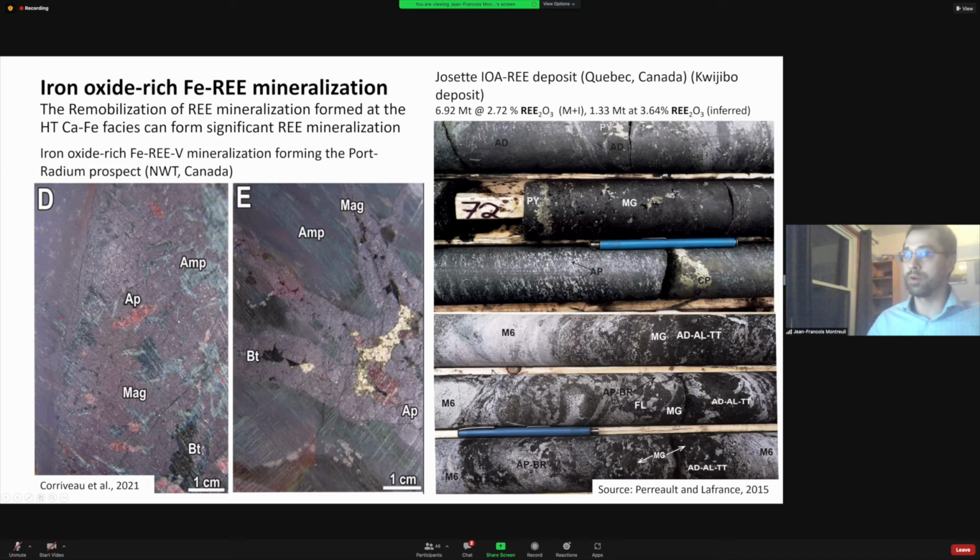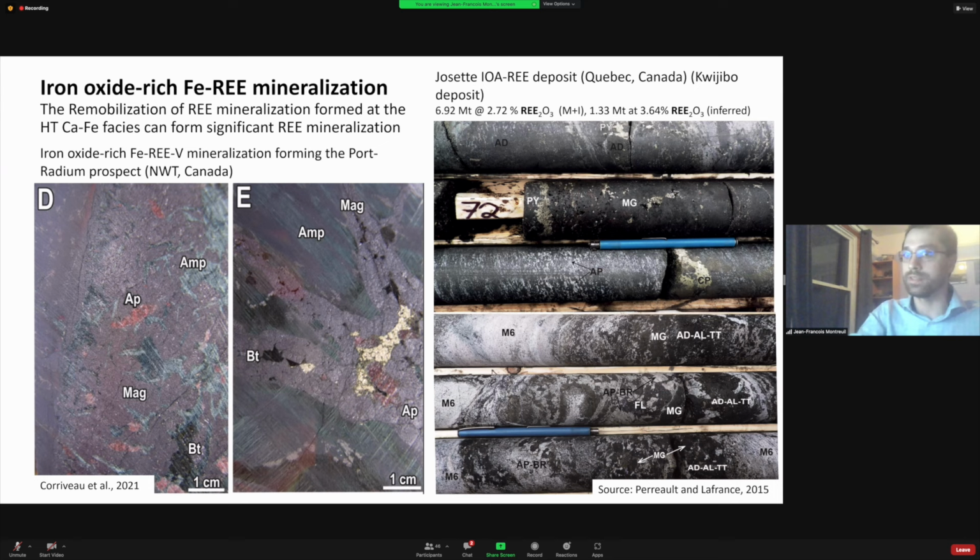And in deposits like the Josette or Kwyjibo deposit in Quebec, this is what is being observed. So there's an early stage of iron oxide alteration that comes with apatite, and this apatite is variably enriched in rare earths. And then there's a later stage of remobilization of these rare earths from the apatite that are represented in new phase of iron oxide rich alteration with garnets. And this is forming relatively high-grade rare earth resources in association with this alteration facies. So this is a nice example of the early stage of that mineralization. And then once it gets remobilized, it can get to very interesting rare earth grades and form rare earth deposits. And the Kwyjibo deposit in Canada is an example of those that we have.